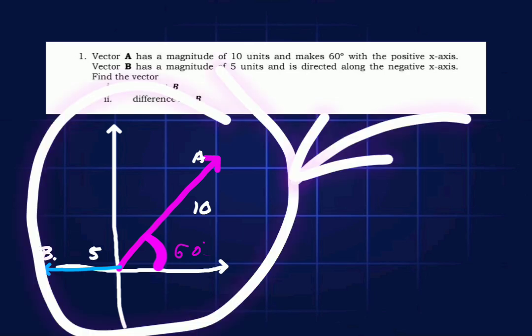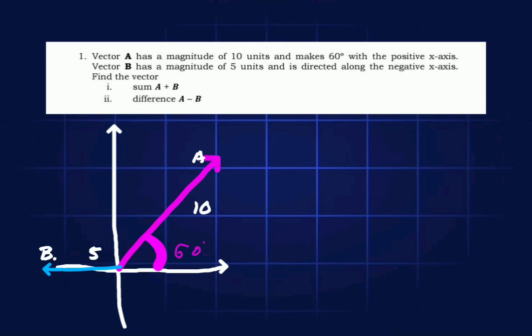Now, what they're asking us is to find A plus B. That means combining A and B. So we're going to use something called the parallelogram law. Some people would choose the coplanar method, but in this case, we're just going to use the parallelogram law.